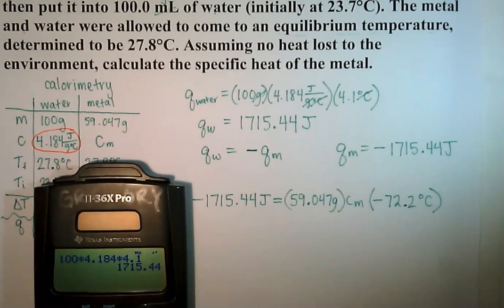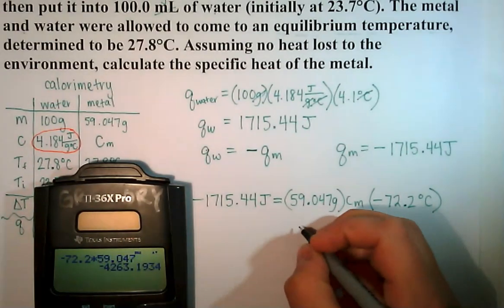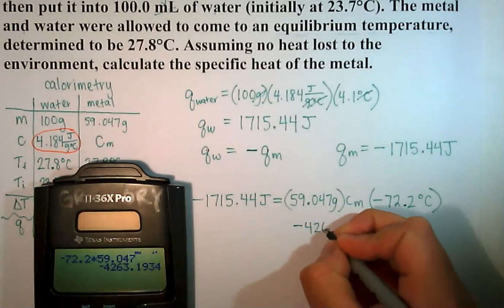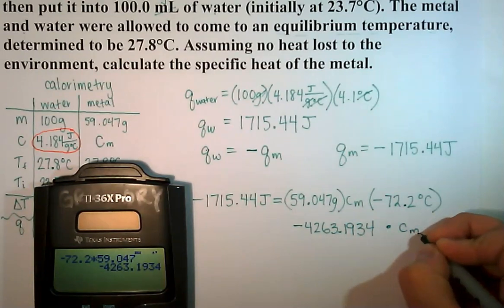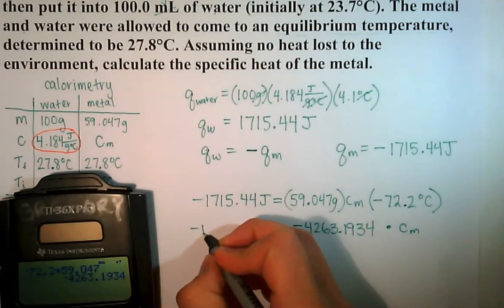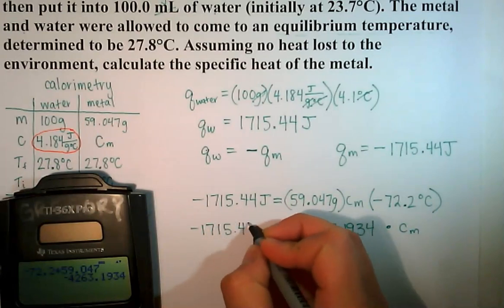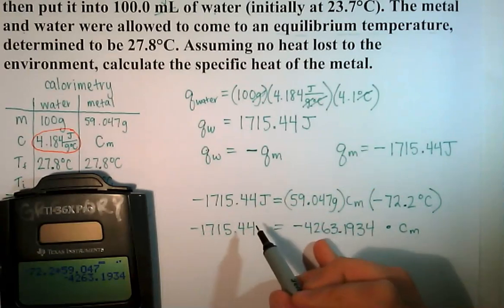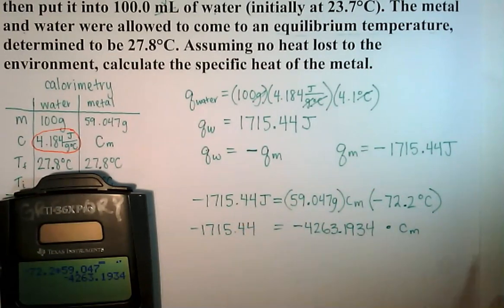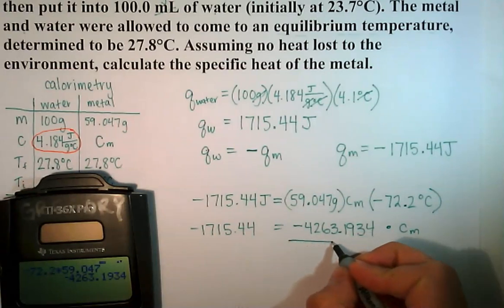Okay, so I'm actually going to go ahead and combine these like terms before I move them to the other side. So I'm going to do, let's see, clear, negative 72.2 times 59.047. So I have negative 4263.1934 times the C of the metal equals negative 1715.44. I'm going to leave off my units now that I'm doing my algebra. I know my final units for specific heat are going to be joules per gram degrees Celsius.